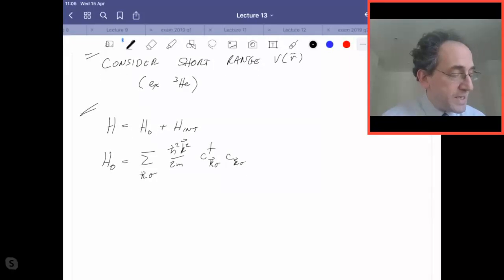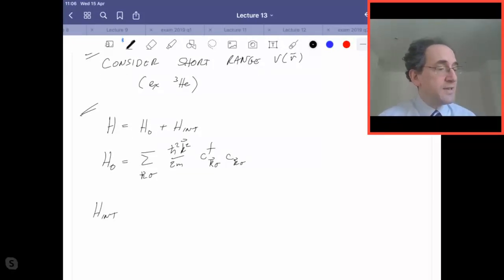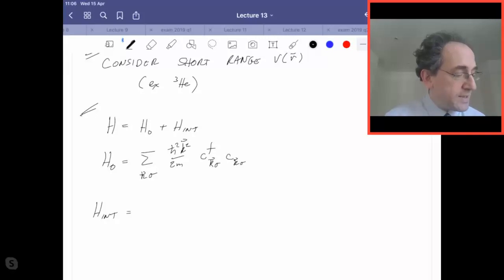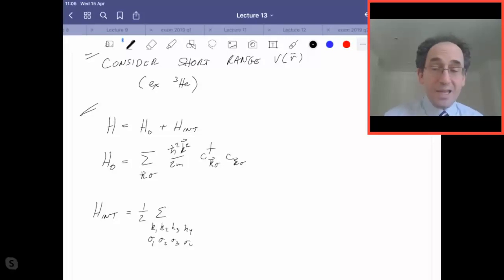The interesting term is the interaction term, H int, which we'll write in the form we had yesterday. We'll write it as a sum over k1 sigma 1, k2 sigma 2, k3 sigma 3, k4 sigma 4. Yesterday we just wrote a b c d, and here orbital a is going to be the orbital with k1 and sigma 1. B will be k2 sigma 2, or maybe we call it alpha beta gamma delta.